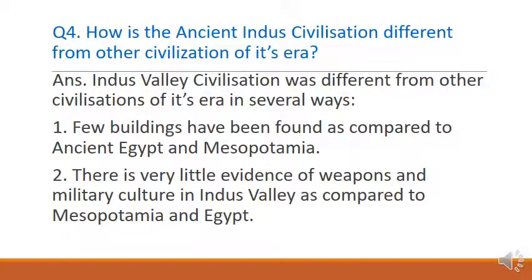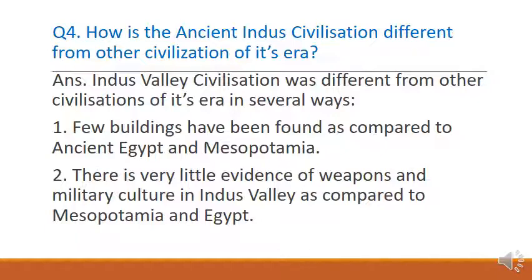Question number 4. How is the ancient Indus civilization different from other civilizations of its era? In that era, there were two civilizations that you have already studied: Ancient Egypt and Mesopotamia.